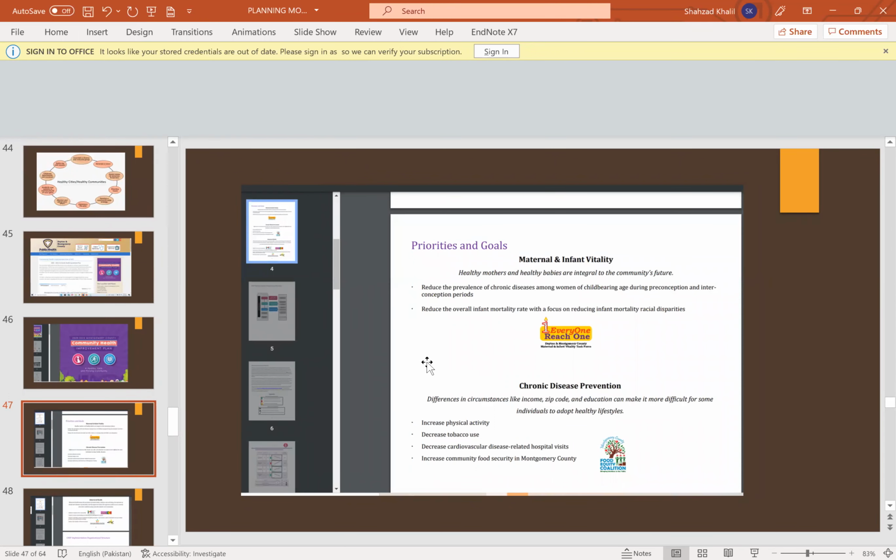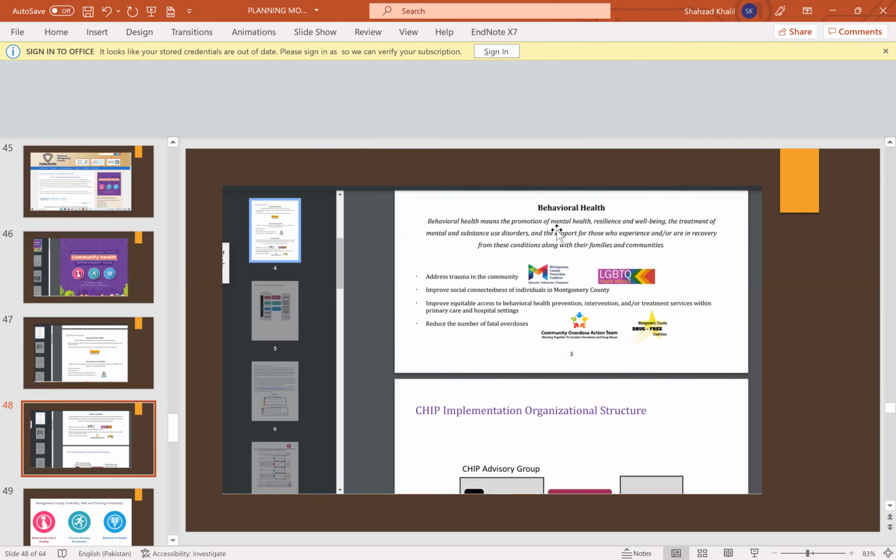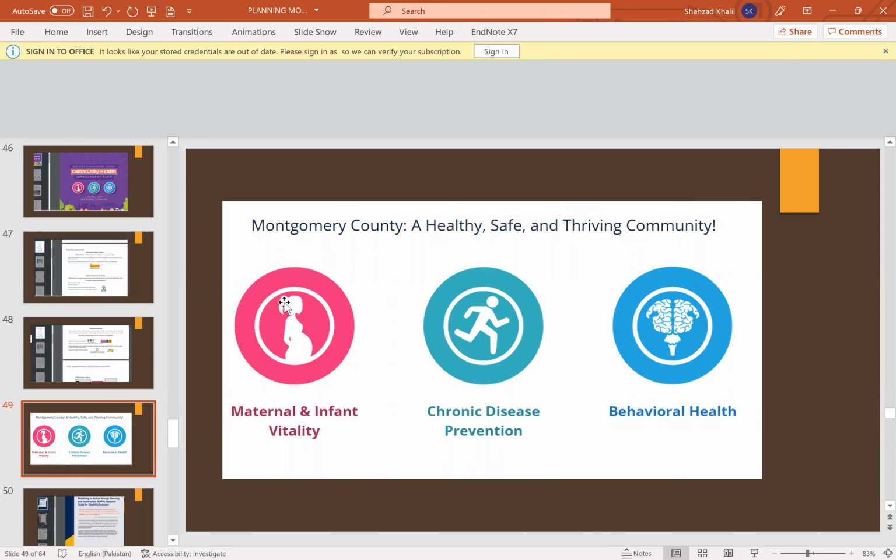The priorities and goals of this CHIP model are maternal and infant vitality, chronic disease prevention, and behavioral health. As you can see, maternal and infant vitality, chronic disease prevention by increasing physical exercise, and behavioral health, including physical health with main stress on mental health.